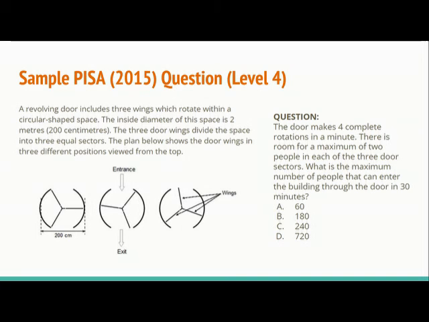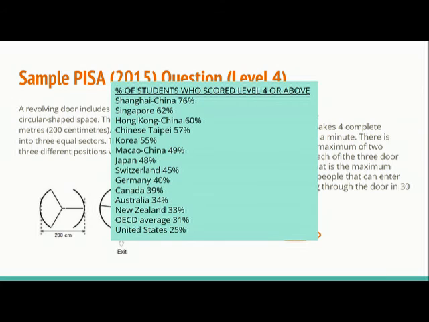The answer is D, 720. And you can see the average for this one is quite low. China, of course, is still ranked pretty high compared to the average, at 76%, Korea is at 55%, Japan's at 48%, Canada is at 39%, the OECD is at 31%, and the United States is at 25%. And of course, the higher level you go, the lower the score averages will be.